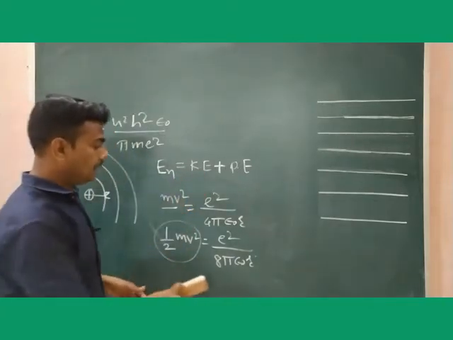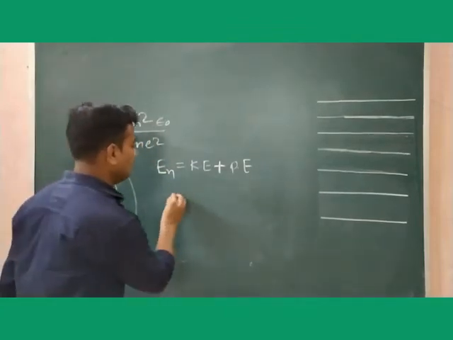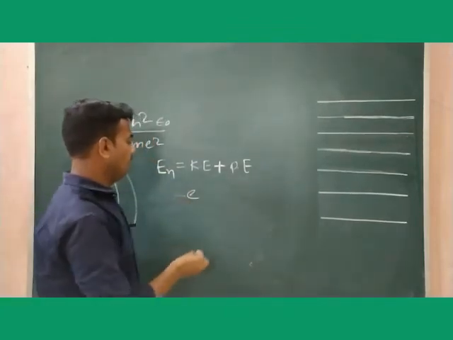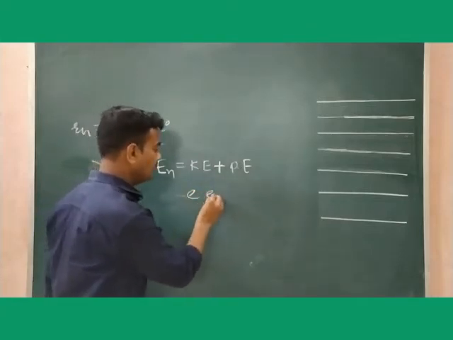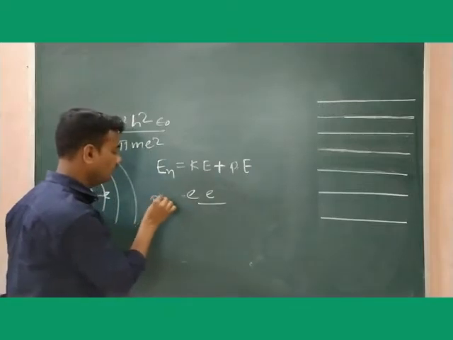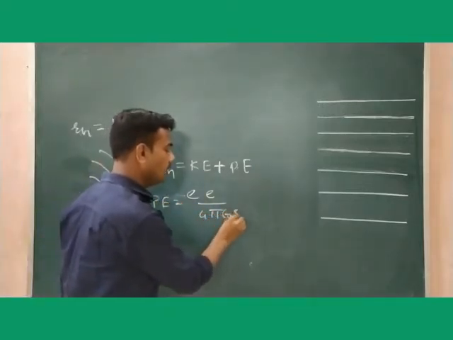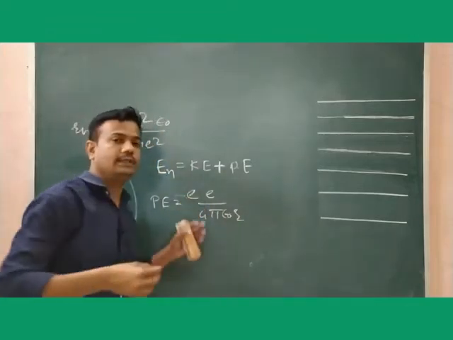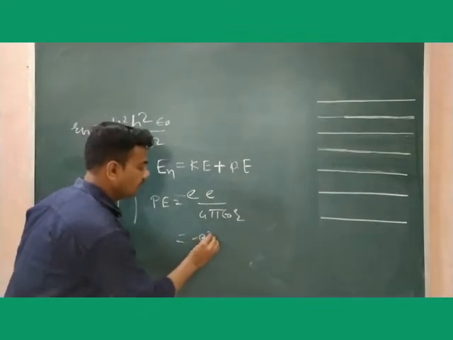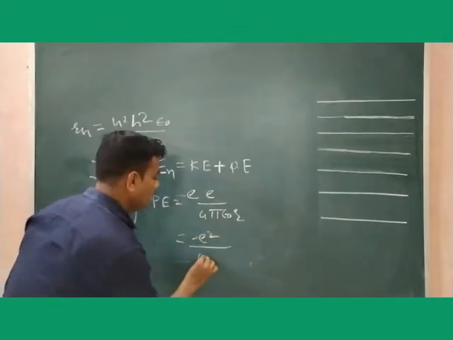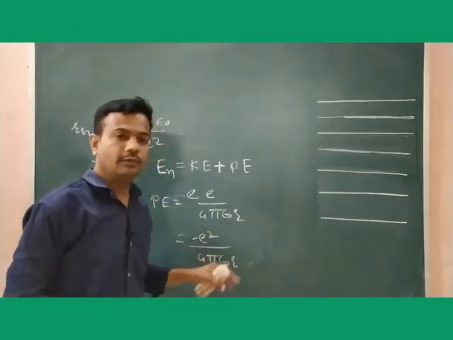Similarly, the electron has a charge, actually minus e, and it is moving inside a potential. The potential energy is equal to charge into potential. What is the potential of the electron? It is equal to E divided by 4 pi epsilon 0 into r. If we multiply this with the charge, what is the potential energy? It is equal to minus E square divided by 4 pi epsilon 0 into r. So this is the potential energy.